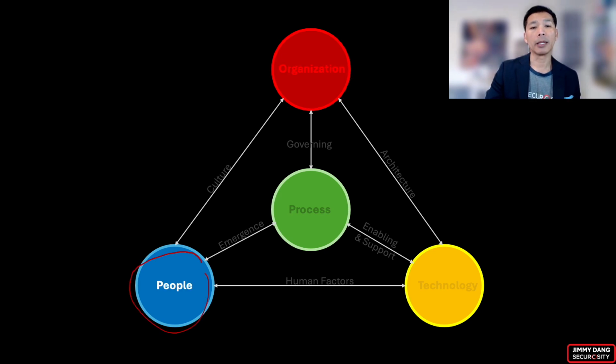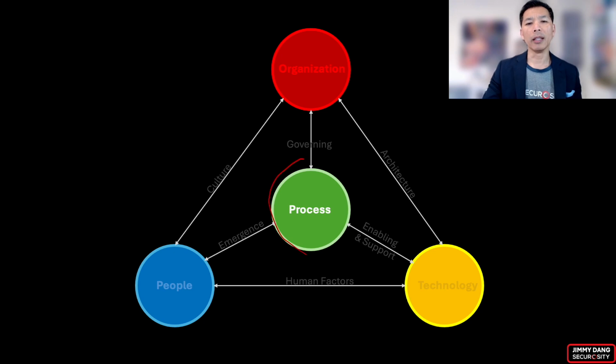The people element represents everyone in the organization, full-time employees, part-time staff, contingent workers, and more, working together through established processes and the use of technology to advance the organization's mission and achieve its objectives.